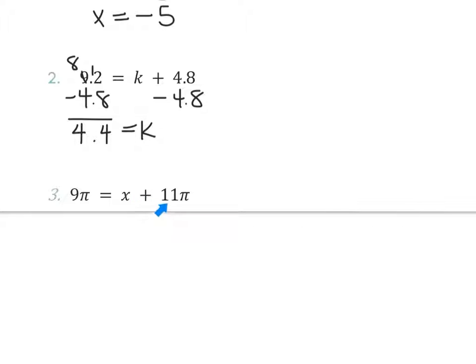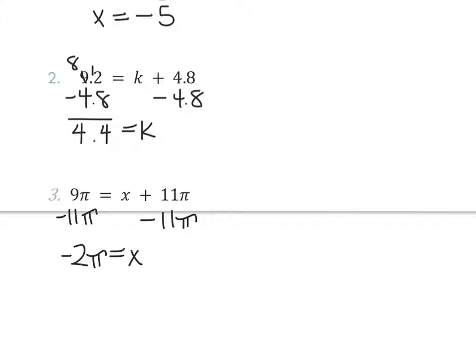Think about it: I'm adding something. So what's the inverse of adding something? I'm going to subtract that something. So I'm going to subtract 11 pi. And I'm going to actually think of actual pies instead of the number pi. If I had 9 pies and I wanted to take away 11 pies, I wouldn't have enough. How much would I owe? Well, I would just go 9 minus 11 and get negative 2 pi.